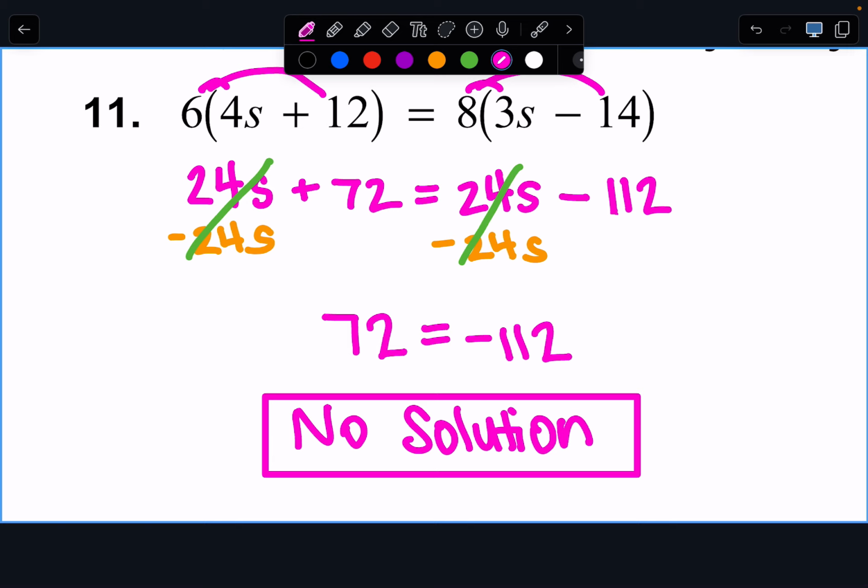These types of problems? Yes. Do you know what's nice about this problem? It cut out like half of the work. Right? Yeah, it was super nice.